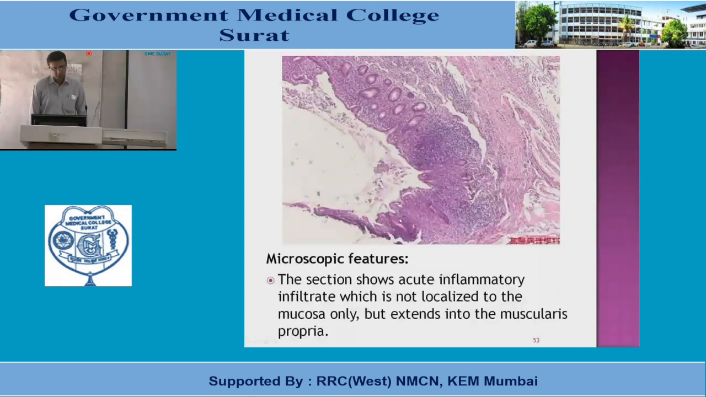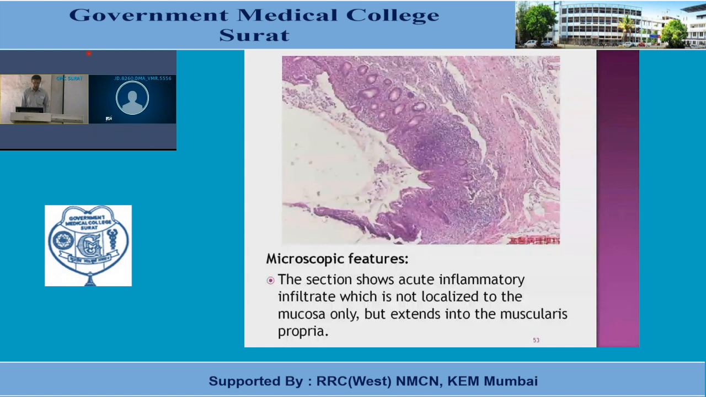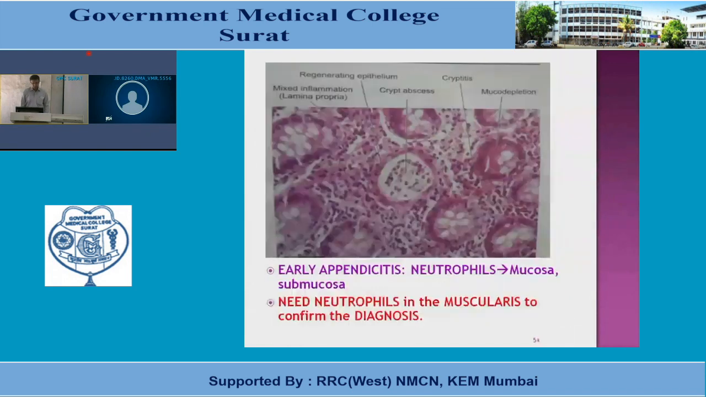Here there is a microscopic finding in which an acute inflammatory infiltrate is not localized to the mucosa only but extends into the muscularis propria. See, here the muscularis layer also has inflammatory infiltrate. Then it is known as acute appendicitis. See, here there is early appendicitis, neutrophils in the mucosa and submucosa, but we need neutrophils in the muscularis to confirm the diagnosis of acute appendicitis.